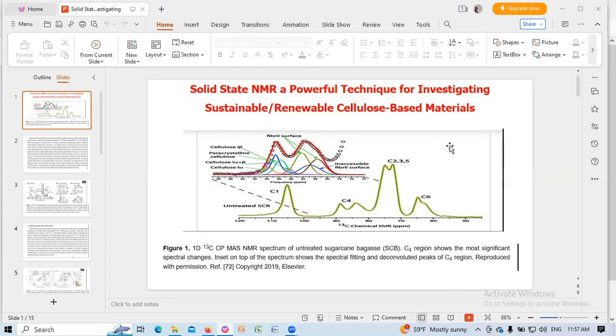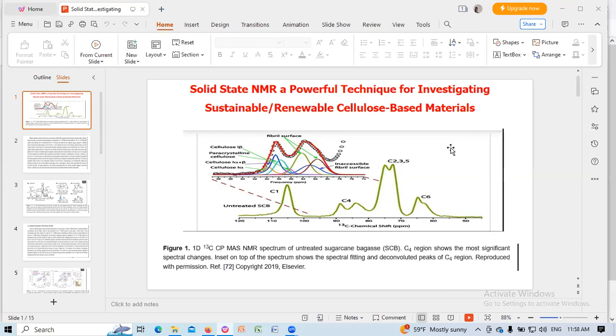Today I am discussing solid state NMR, a powerful technique for investigating sustainable and renewable cellulose-based materials. In this spectra, the NMR of untreated sugarcane bagasse.